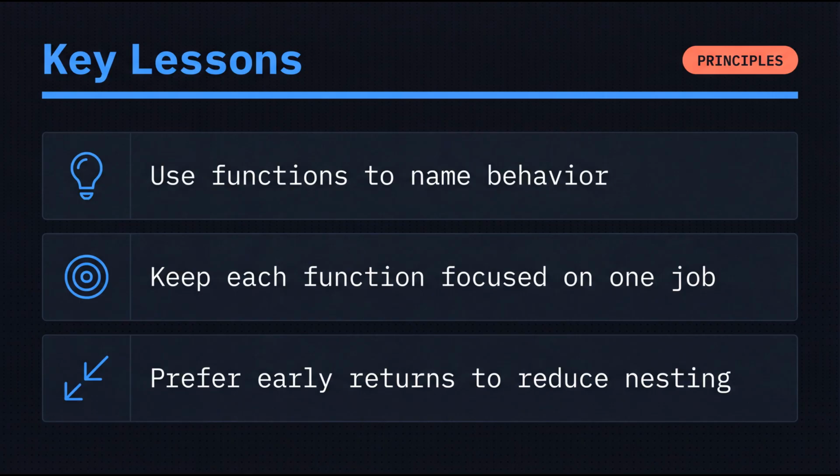Instead of wrapping your entire function body in an if block, check the failure condition first and return immediately. The remaining code runs at a lower indentation level, which is easier to read. These 3 habits will make every program you write cleaner and more maintainable.